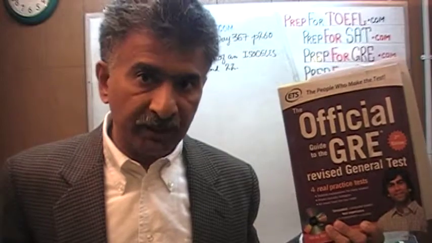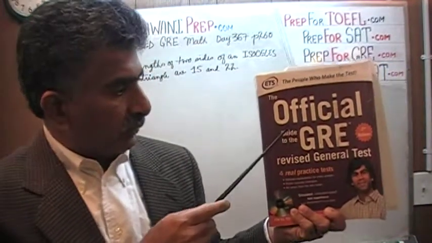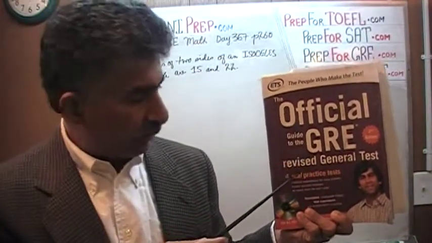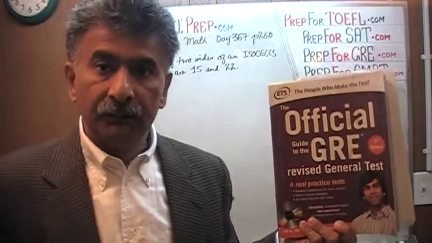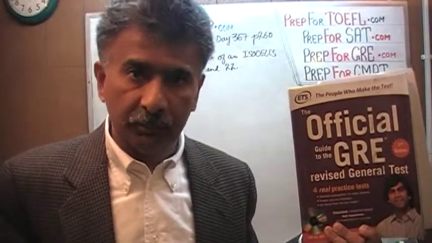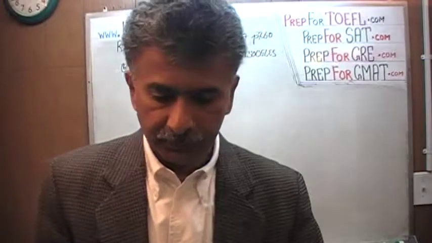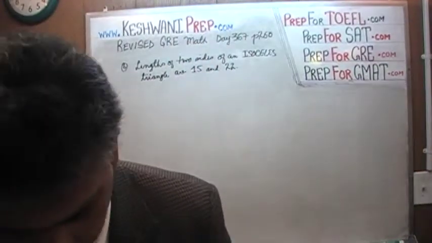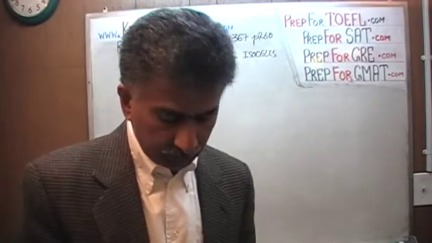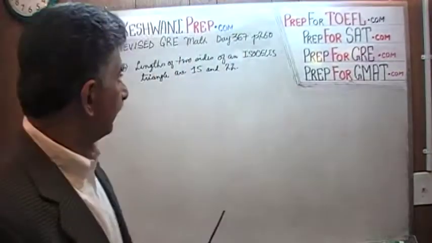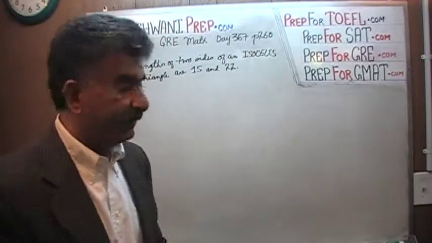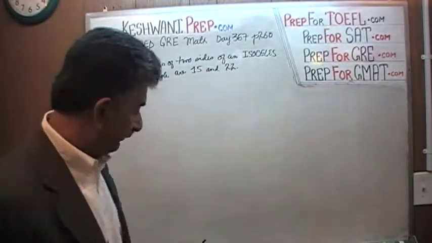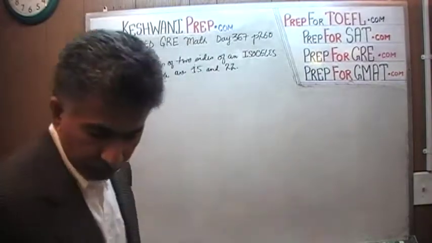We are here because we want to prepare for the GRE. We have been solving math problems out of this book here, the Official Guide to the Revised GRE. If you do not own this book already, purchase one immediately. You're going to need it. The problem that we're about to solve is the one that you will find on page number 260. Please turn to it, page number 260, and today is our lesson number 367. Problem number 6.